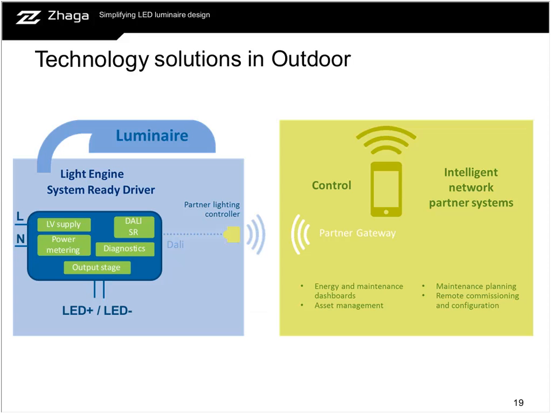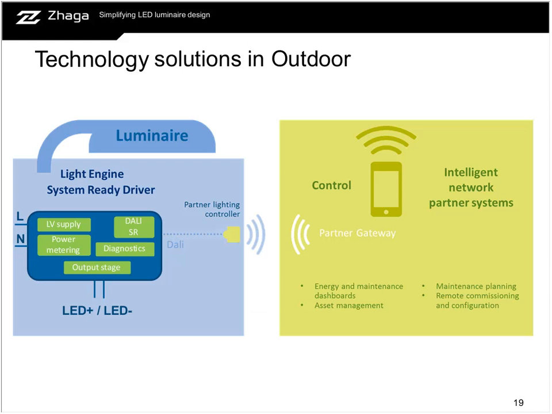On the next slide, again, the modular approach of this SR architecture is clear. At the left side, you can see the different functions of the driver. So we have only one mains connection coming in, and also a standardized interface between the lighting controller and the driver, and then also the output stage towards the LEDs is clarified.